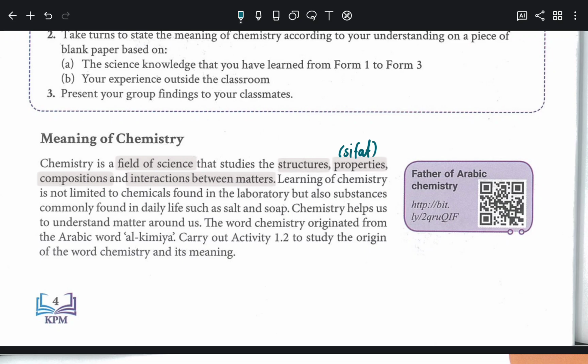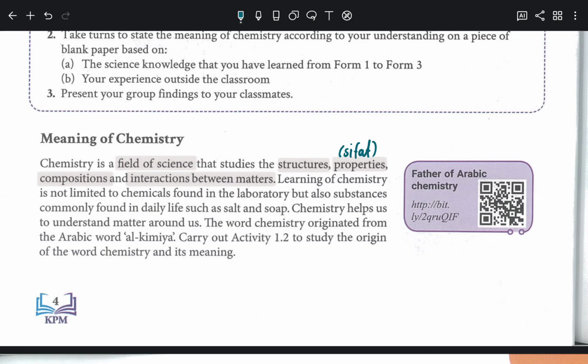So the thing that I want you to write in your notes for now, you kena tulis field of science that studies structure, properties, interactions, and compositions. Okay, these are the 4 keywords. Field of science, 1 keyword, structure, properties, compositions, and interactions between matter. These are the keywords. Make sure the keywords are there. Maybe they will ask this in paper 1.